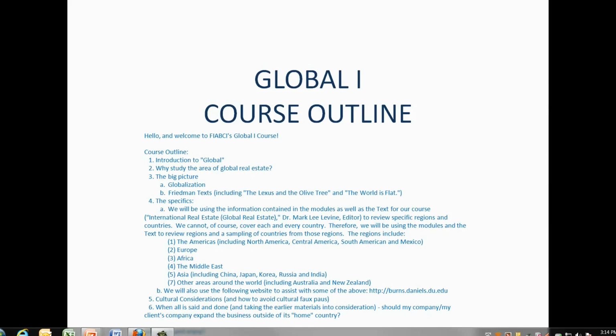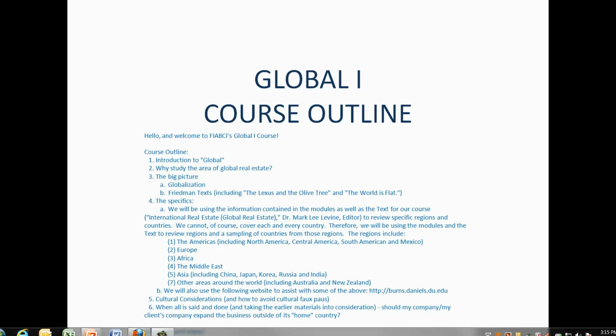Of course, we cannot cover each and every country, therefore the text covers a limited number of countries as samples in an area. For example, Japan might be one country that we would sample or look over to consider issues relative to Asia. That does not mean it's the only country, it doesn't mean it's a more important country, it simply means that we have a few countries that we will use to represent some of the settings in a given country, or area I should say, such as Asia. Again, we will have modules on these areas.